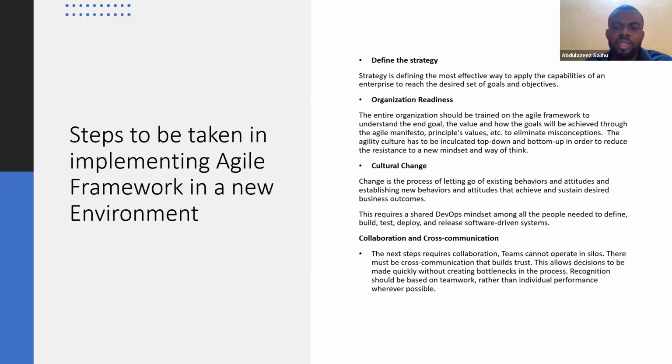So to summarize all this, the shared DevOps mindset among all people needed to define, build, test, deploy and release software needs to be seriously taught. Everyone needs to have that shared DevOps mindset. Then we have to continuously collaborate and communicate.